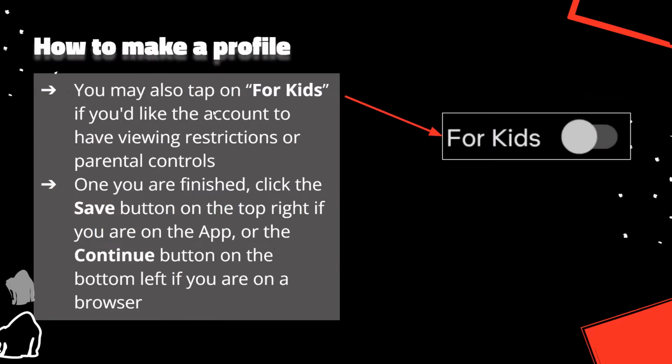You may also like to tap on For Kids if you'd like the account to have viewing restrictions or parental controls. So if you have young children in your house and you don't want them viewing certain content, or you want it to be all for kids, then you can have different controls to decide how long they use Netflix for and between what times. I believe those come with the For Kids option. And once you're finished, click the Save button on the top right if you're on the app, or the Continue button on the bottom left if you're on the browser.